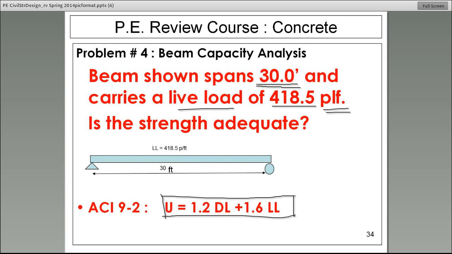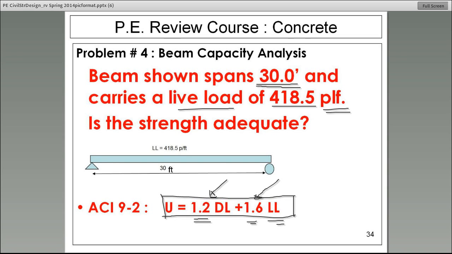So here, the equation is 1.2 times dead load plus 1.6 times live load. These are load factors, 1.2 and 1.6. Think about it. What we're doing is really adding some safety level. When you calculate the actual dead load and multiply it by 1.2, what you're really doing is adding 20% to the actual dead load. With the live load, when you multiply by 1.6, you're adding 60% more to the actual live load.